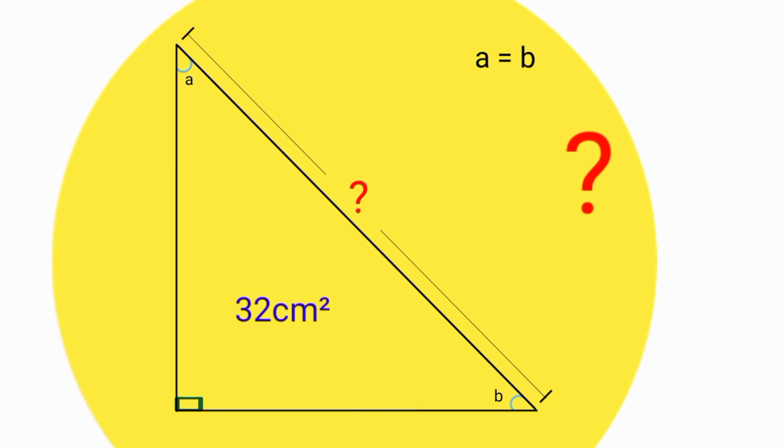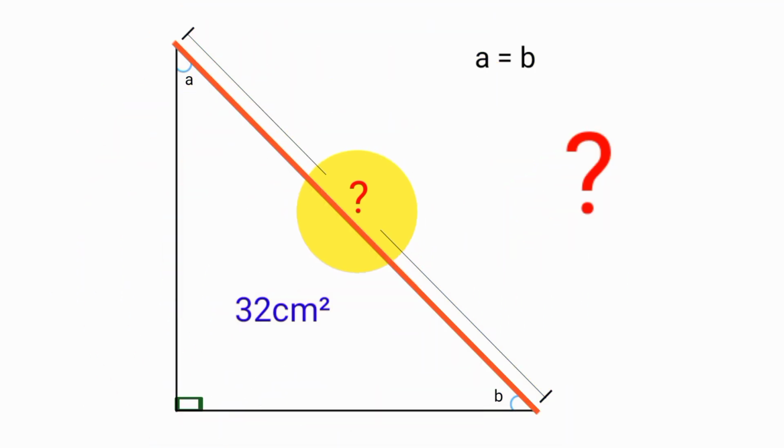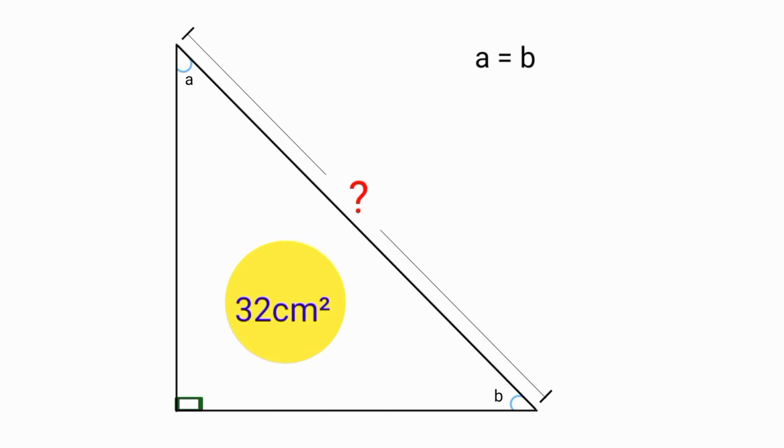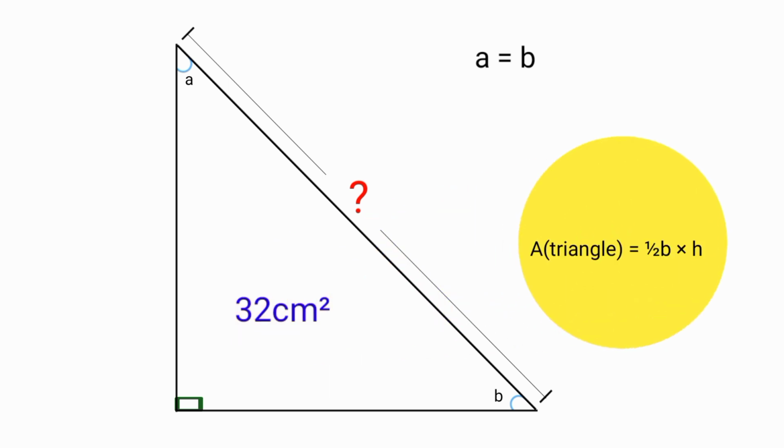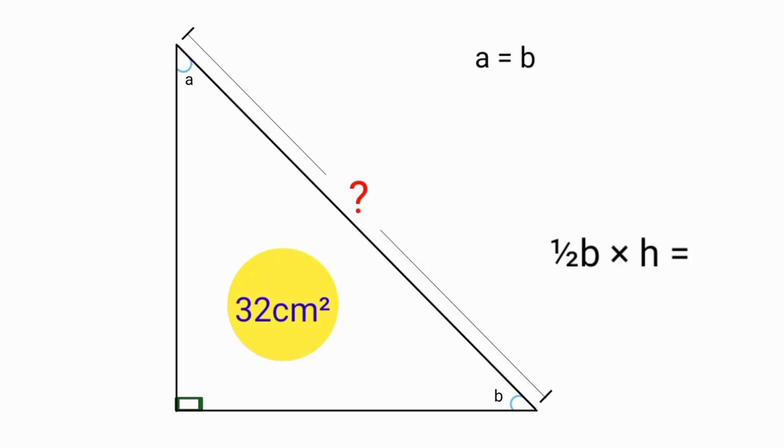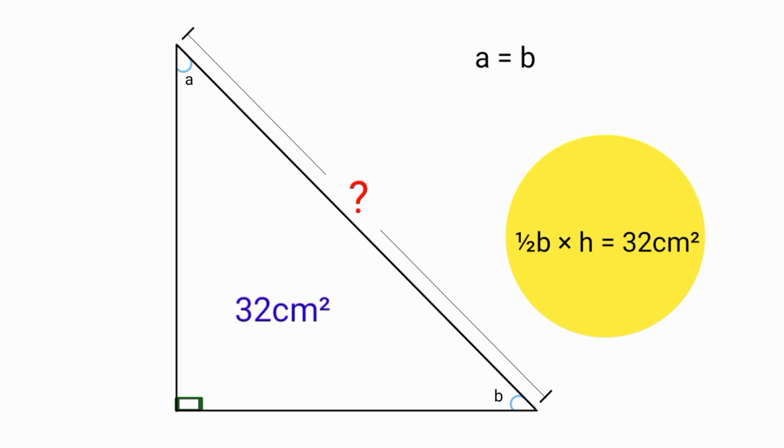This here we can see is a right angle triangle with a surface area of 32 centimeters squared. We are asked to find the length of this side here with the question mark on it. So how can we solve this? This is very simple. Since we already have the surface area of the triangle to be 32 centimeters squared, and the formula for finding the area of a triangle is half base times height, we can equate half base times height to 32 centimeters squared. Now 1 over 2 b times h equals 32 centimeters squared.